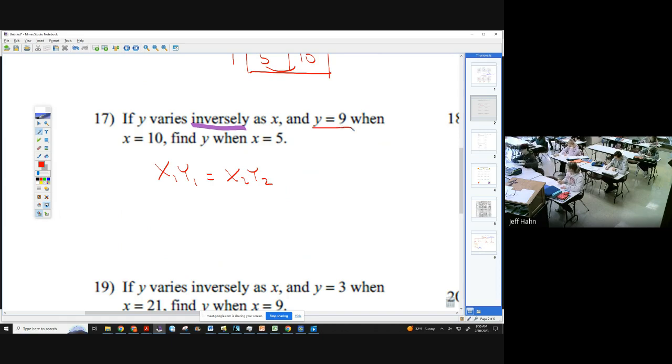Y is 9 when x is 10. You might want to jot those down. We call this sub 1 and that sub 1. So 10 times 9 would have to equal, find y, when x is 5. And then you just have to solve that equation, which simply means you get 90 equals 5y.